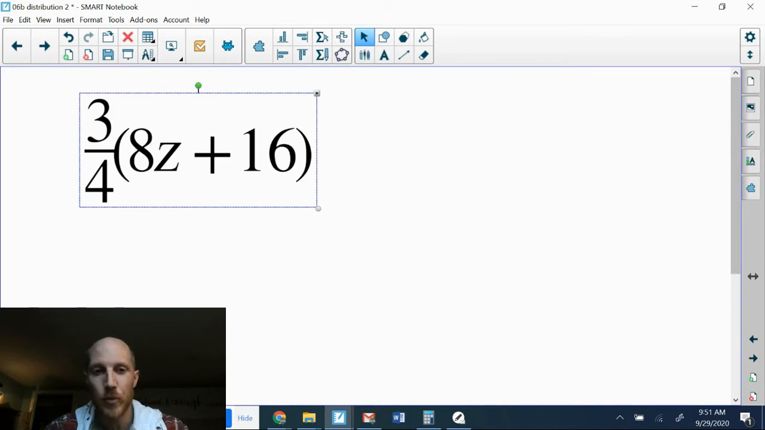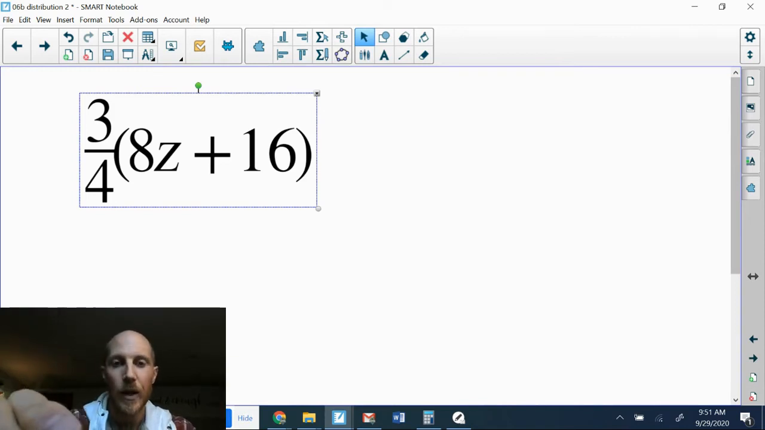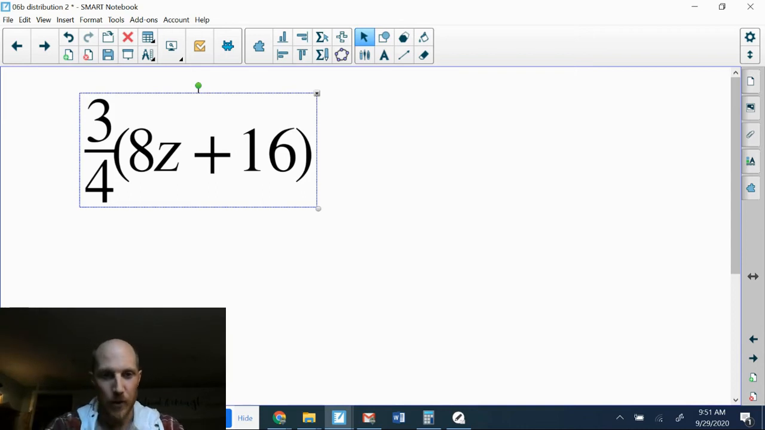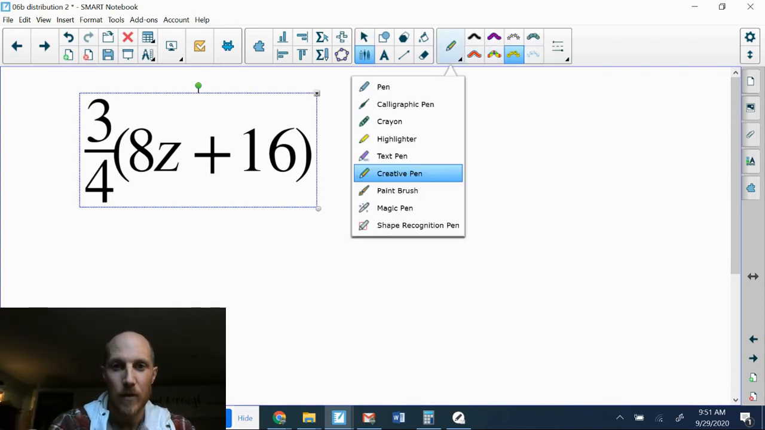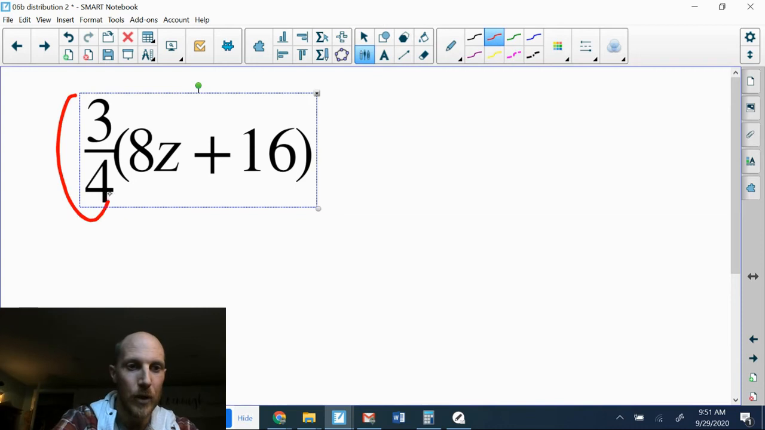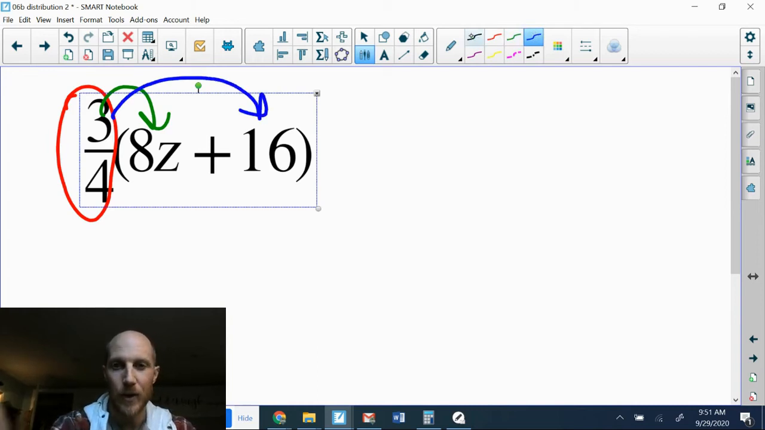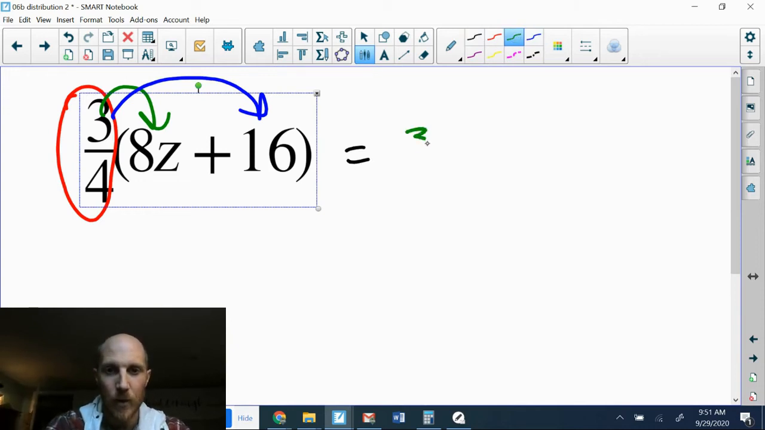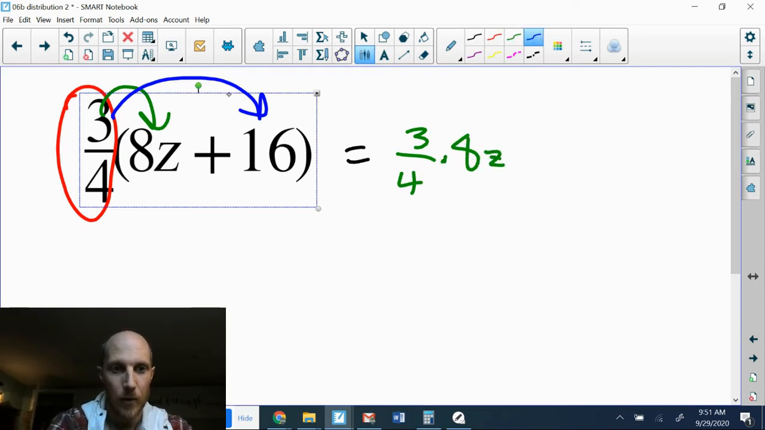Next, what if the fraction doesn't have a numerator of 1? That does make it a little bit different because I cannot rewrite this one like the previous one. So this one I just have to multiply the fraction. I take this 3/4 and it's going to be distributed onto the 8z and also onto the positive 16. I'll use the space over here on the side of the page first. So 3/4 times 8z, and then following the blue arrow, plus 3/4 times 16.